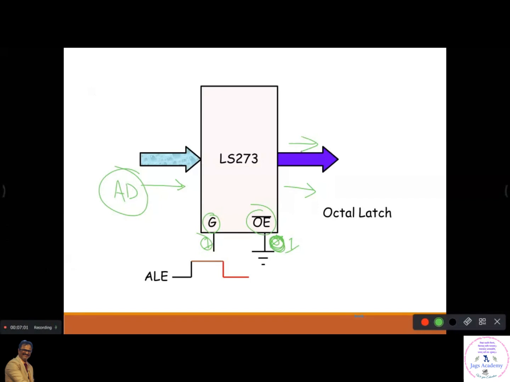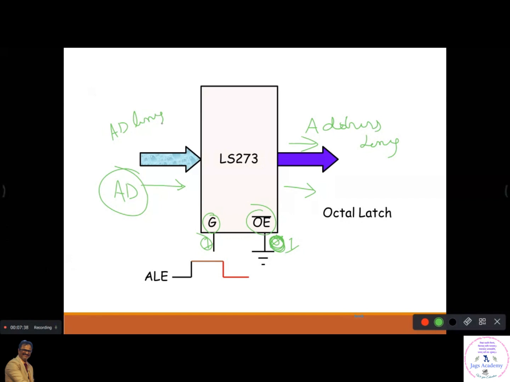So the address bus is connected to this side, but on this side you will have the multiplexed address data bus. Have you understood now? ALE, the address latch enable, is connected to this. So when ALE goes low, this side is your address bus, only address lines. This other side carries both address and data lines.